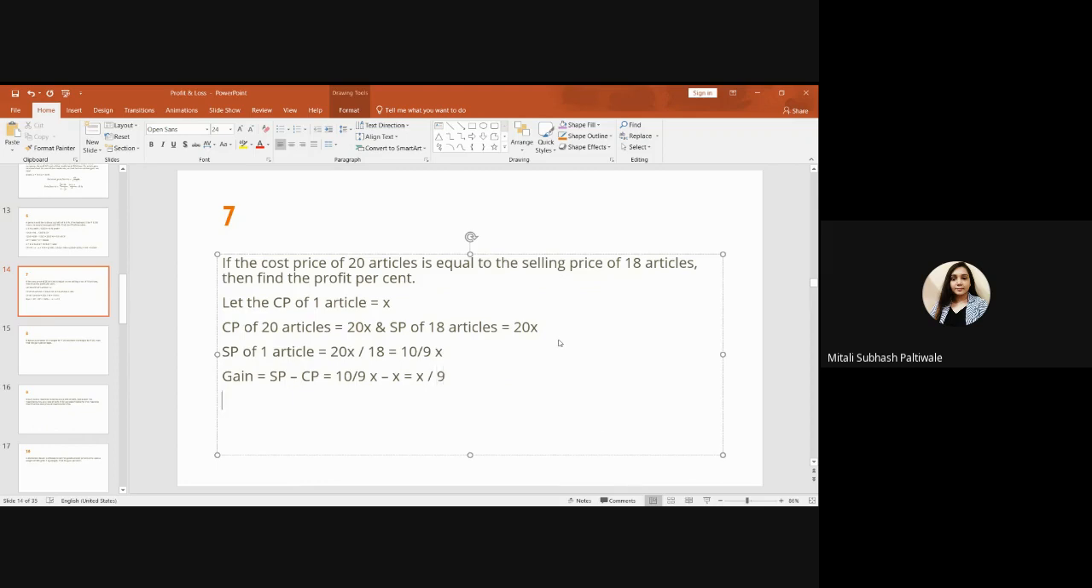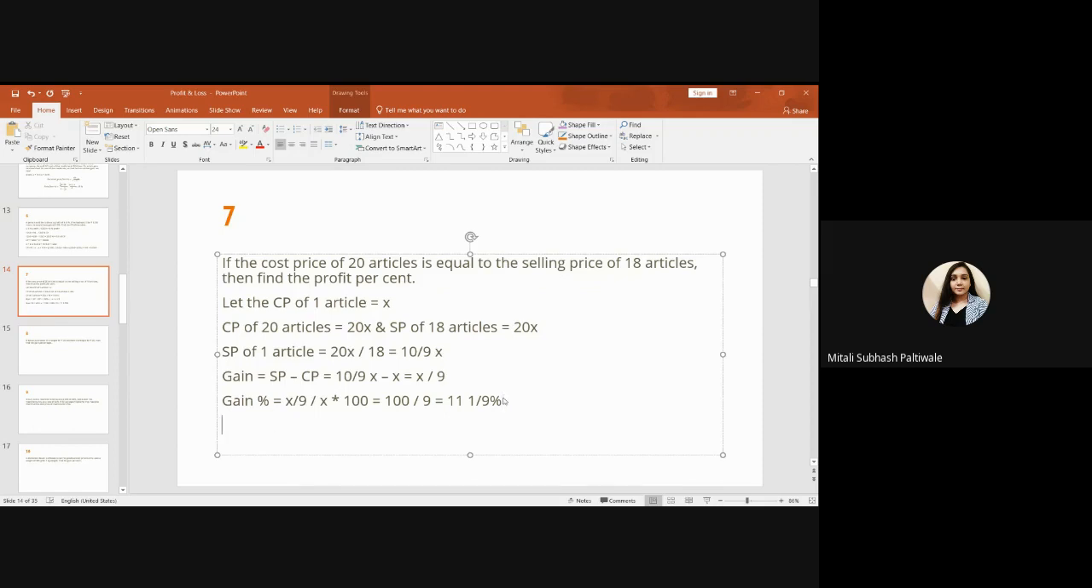Now gain percentage is equal to profit, that was x by 9, divided by CP, CP was x, into 100, which is equal to 100 by 9. And simply it is equal to 11 1 by 9 percent. Okay, so this is the way of solving these kinds of questions.